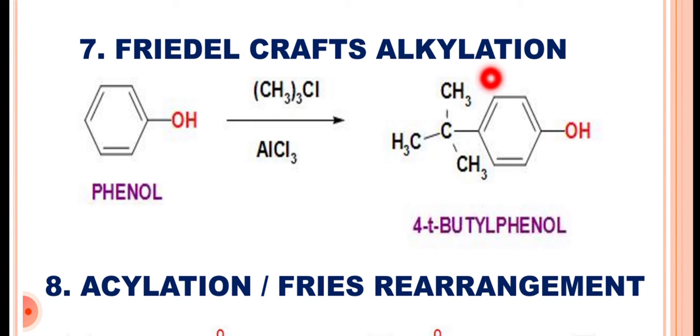Let's go for the next reaction, which is the Friedel-Crafts alkylation reaction. Alkylation simply means the attachment of the alkyl group. Here the hydroxy group is the ortho para director. In presence of aluminum chloride, alkyl halide like butyl chloride reacts with AlCl3. The tertiary butyl cation will be formed as the electrophile, which gets attached at the para position of the hydroxyl group to give 4-tertiary butyl phenol.